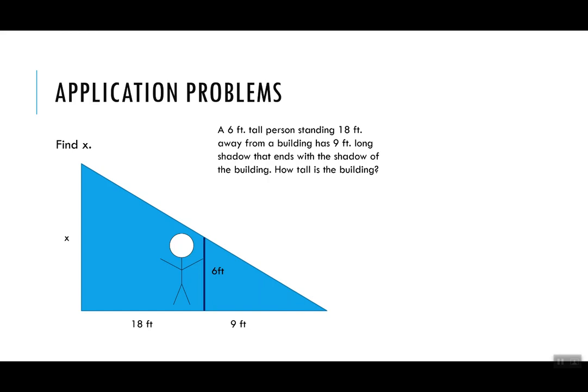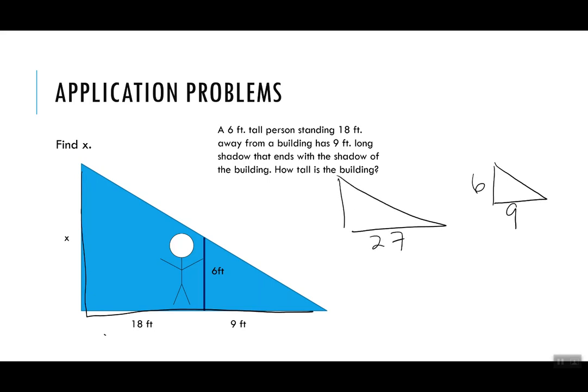Let's look at an application. A 6-foot tall person standing 18 feet away from a building has a 9-foot shadow that ends with the shadow of the building. How tall is the building? So what I want you to see is this as similar triangles. So what do I have? I have this 6-foot tall person who has a 9-foot shadow. So that gives me a triangle of 6 and 9. What I also have is a bigger triangle. So the 18 and the 9 comes out to be 27. And I don't know X.